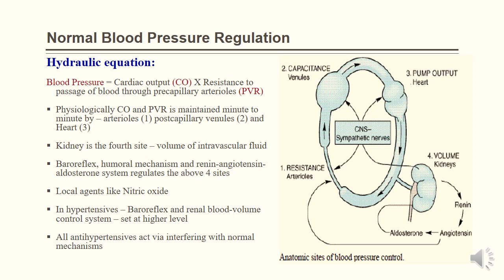The baroreflex, humoral mechanism and renin-angiotensin aldosterone system regulate the above four sites, as I already told. The baroreflex is mediated by autonomic nerves, in combination with the humoral mechanism including the renin-angiotensin aldosterone system, and all the anti-hypertensives act by interfering with the normal mechanism.